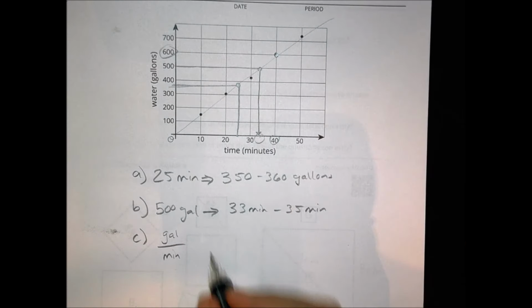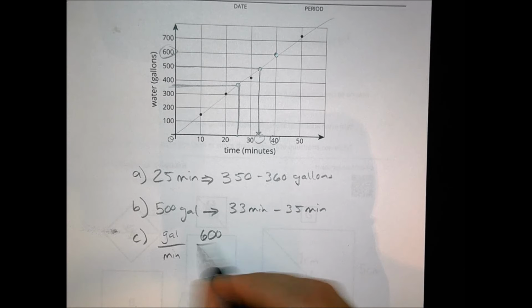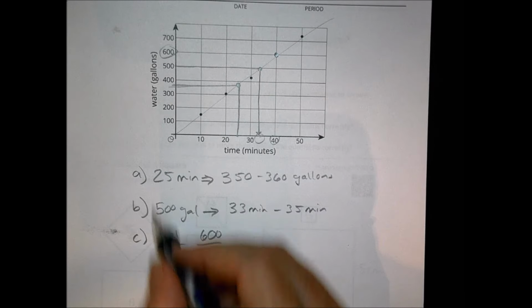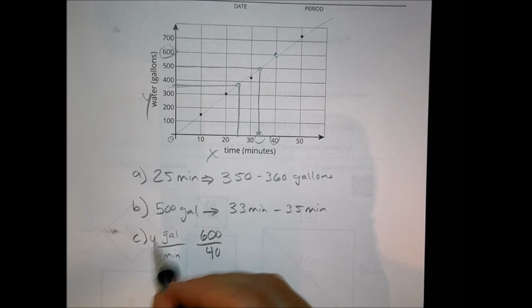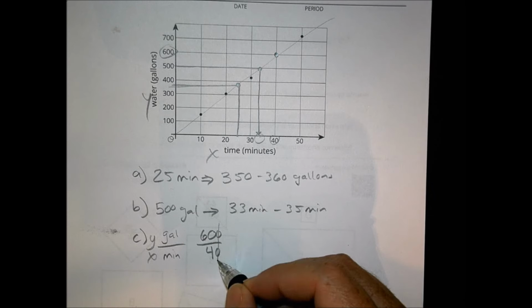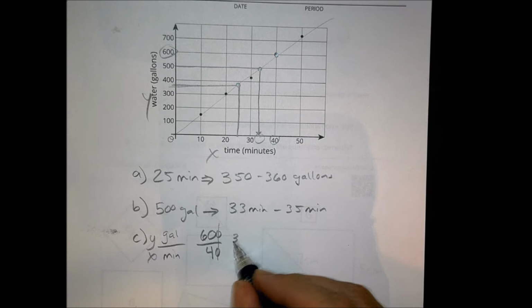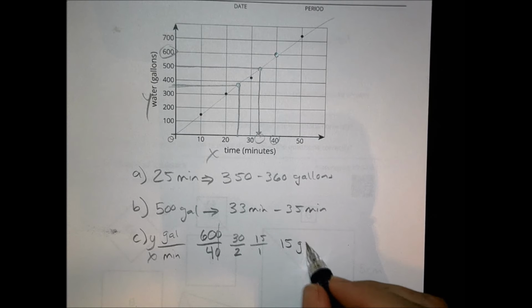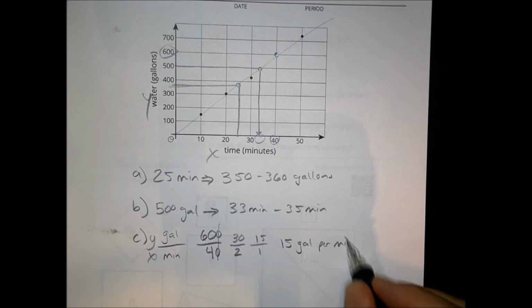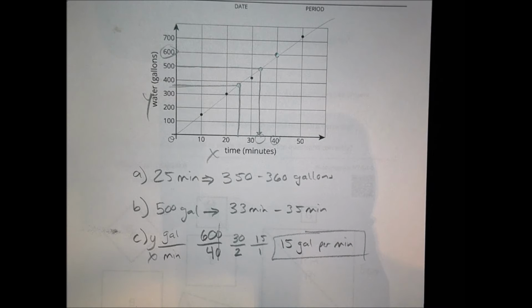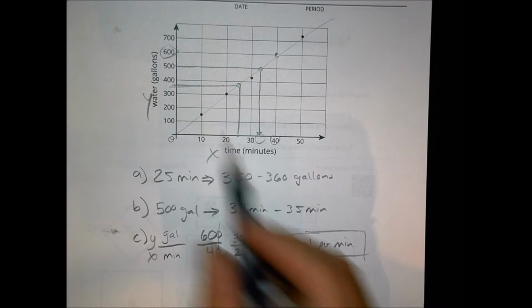Which means I can use that value, 600 over 40, as a good place to start for my y over x. This is my y, this is my x, here's my y, here's my x, 600 over 40. I can eliminate the zeros there and cut this in half to 30 over 2. I can cut that in half again to 15 over 1. And we would say that 15 gallons per minute is my k value, my constant of proportionality, for the number of gallons per minute that are going into the pool.